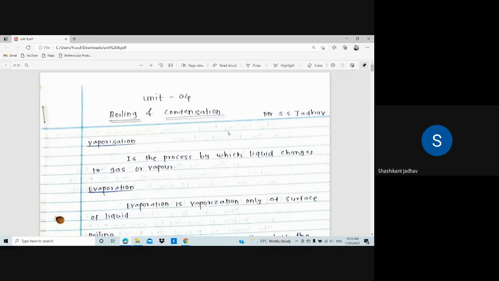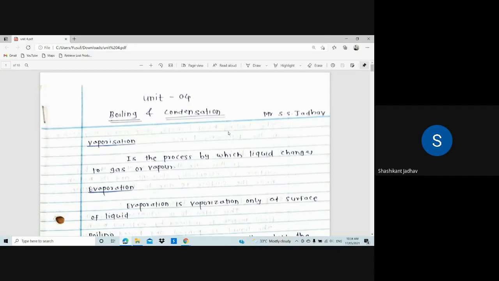But in evaporation, what happens? Only at the surface the liquid is converted into vapors. So this is the difference between evaporation and boiling. Evaporation is nothing but vaporization only at the surface of the liquid. And what about boiling? Boiling is nothing but vaporization that occurs throughout the liquid. Here the temperature will be higher as compared to the evaporation process.